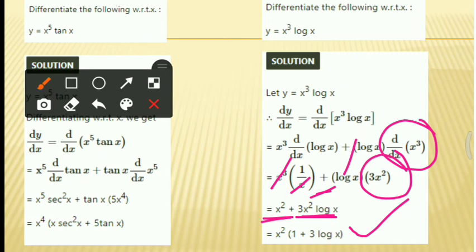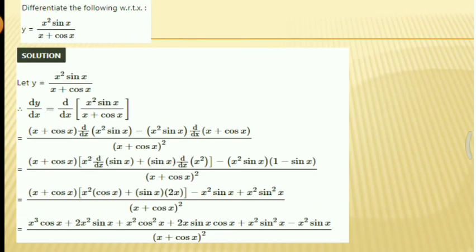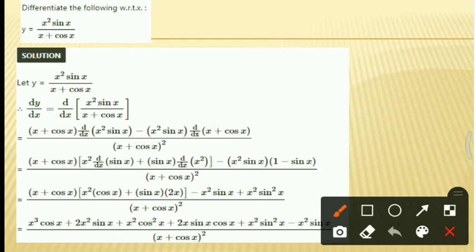This is the final answer. Now, the next example is on the u upon v rule. So, let us start. Differentiate the following with respect to x. y equals x square sin x upon x plus cos x.